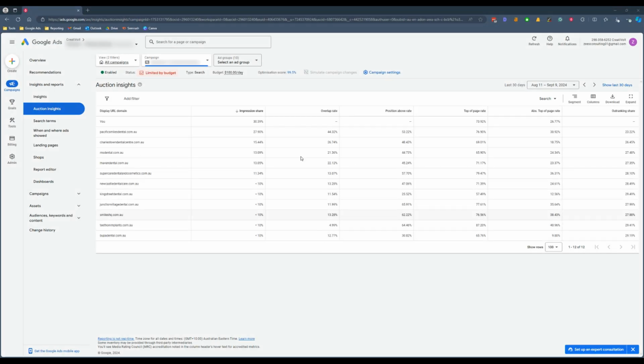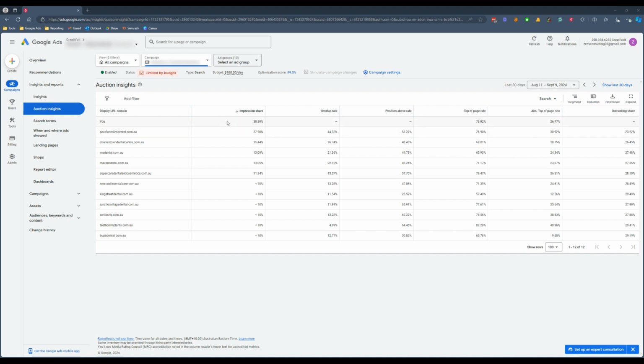We're going to start with the impression share column, and basically your impression share is the percentage of times that your ads were shown out of the total eligible impressions in your auction. So essentially what that means is how often your ads appeared for the number of searches that were made for your target keywords. For example, in this case, we can see that our client had an impression share of 30, and I just have this sorted by highest to lowest.